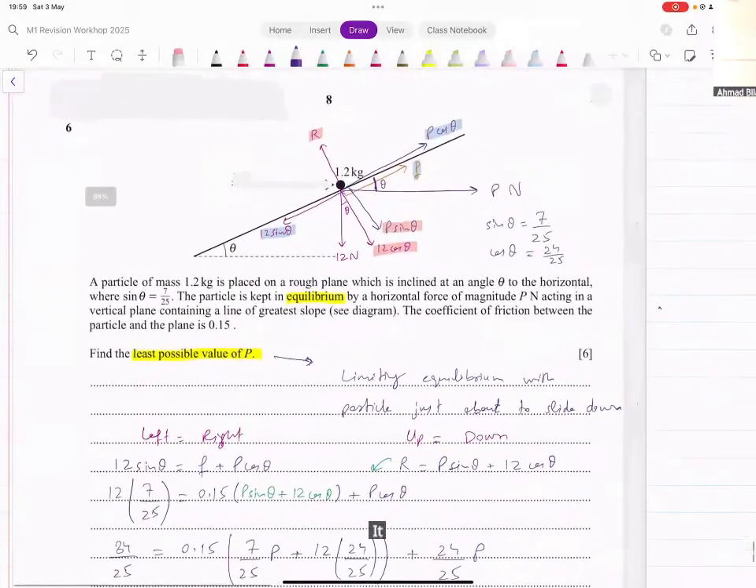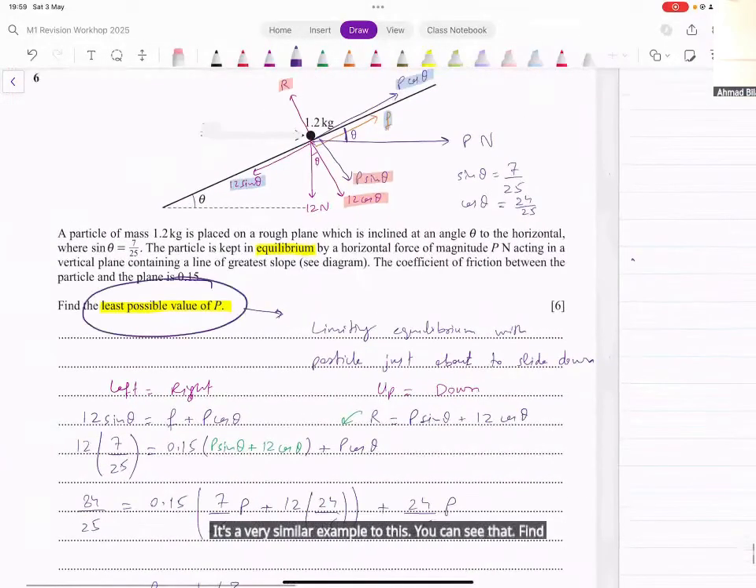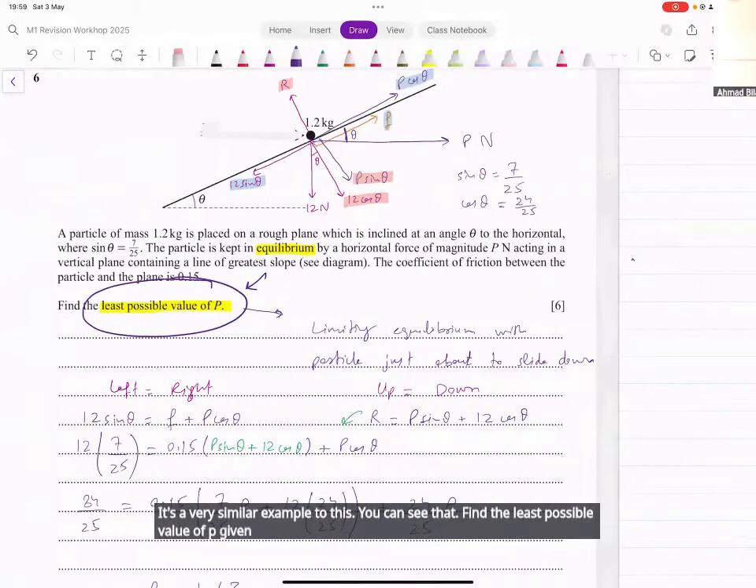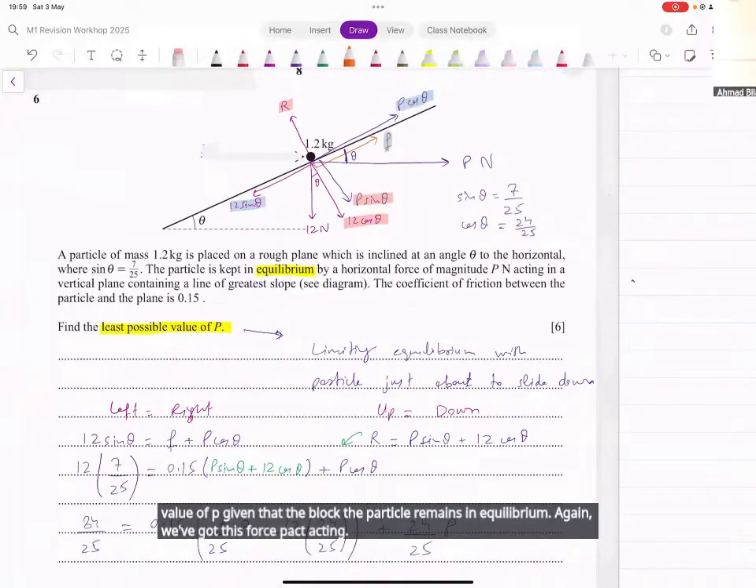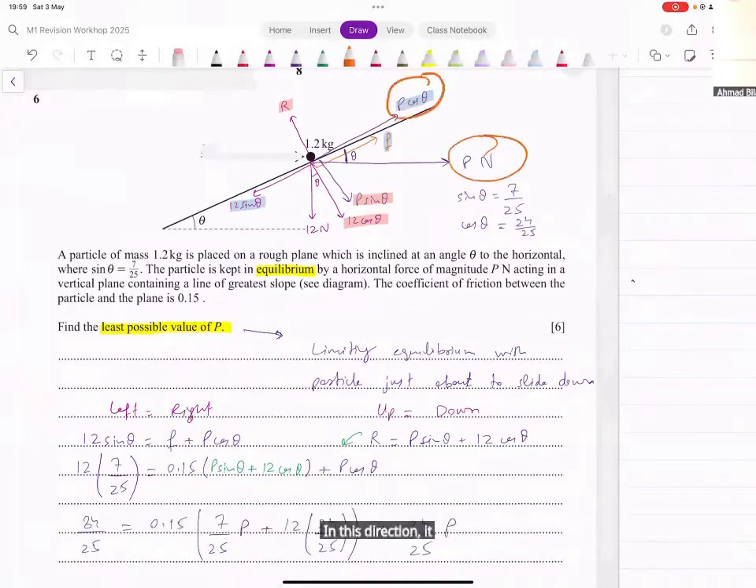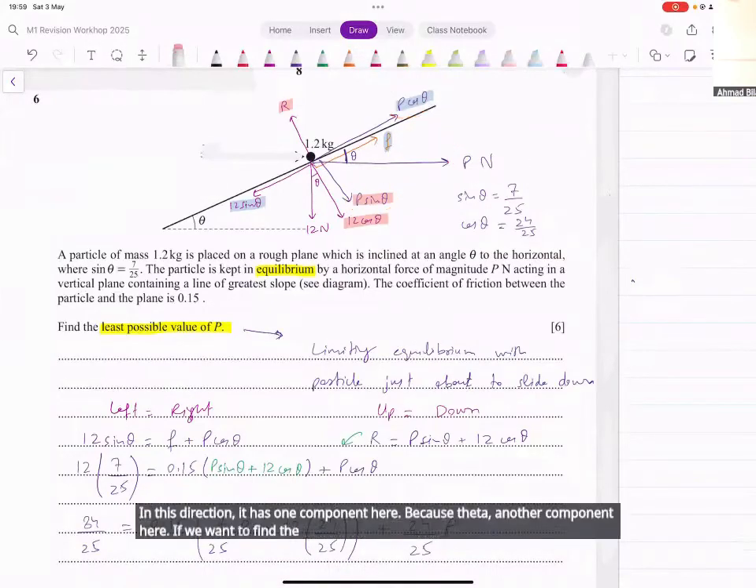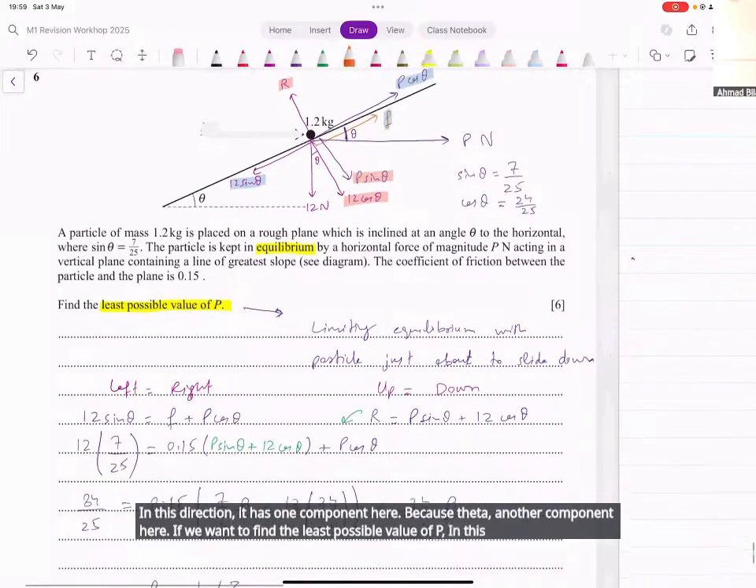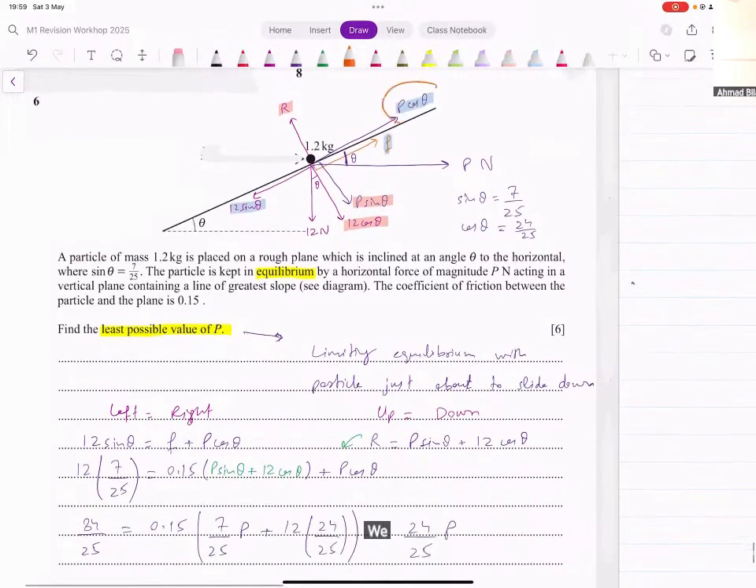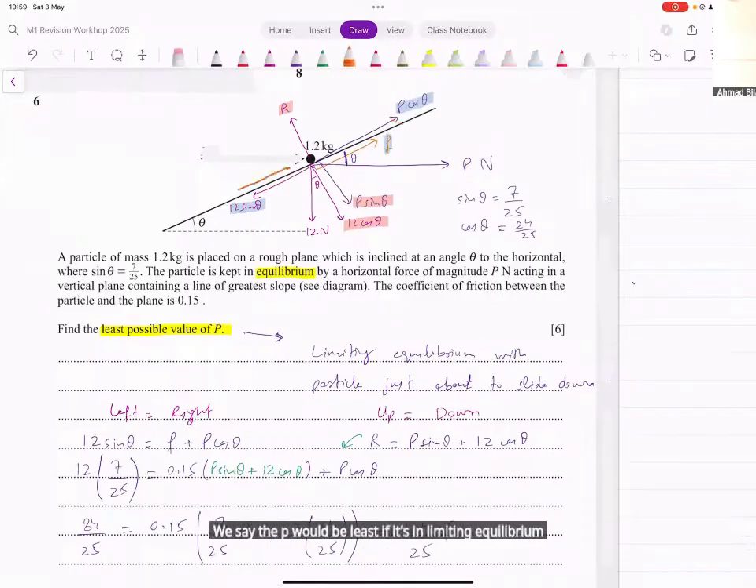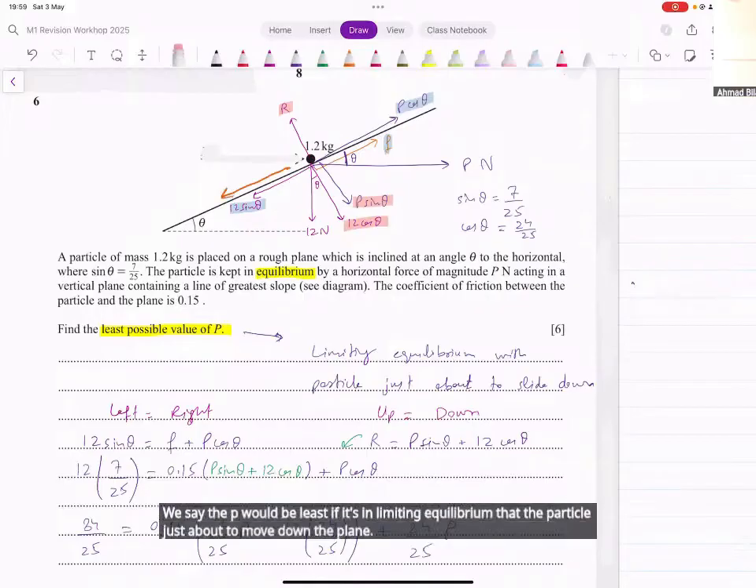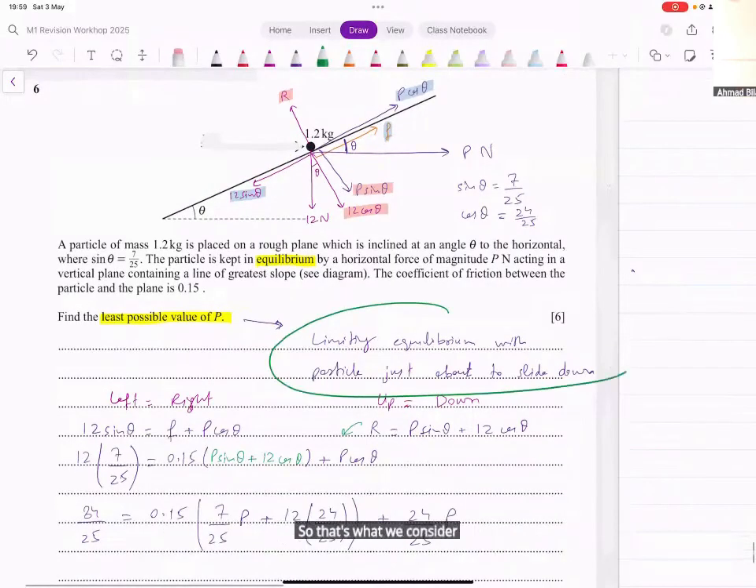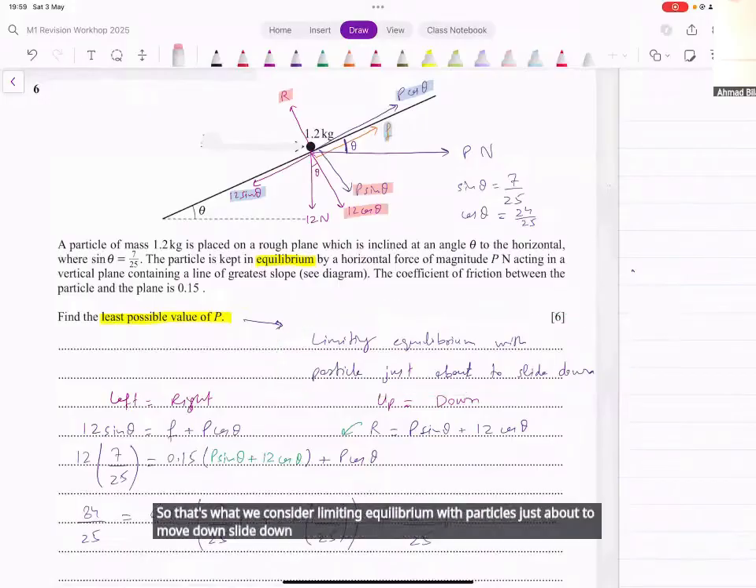It's a very similar example to this. You can see that. Find the least possible value of P given that the particle remains in equilibrium. Again, we've got this force P acting in this direction. It has one component here, P cos theta, another component here. If we want to find the least possible value of P in this case, what does that mean? We say P would be least if it's in limiting equilibrium with the particle just about to move down the plane. So that's what we consider: limiting equilibrium with the particle just about to slide down. In that case, friction acts in the upwards direction.